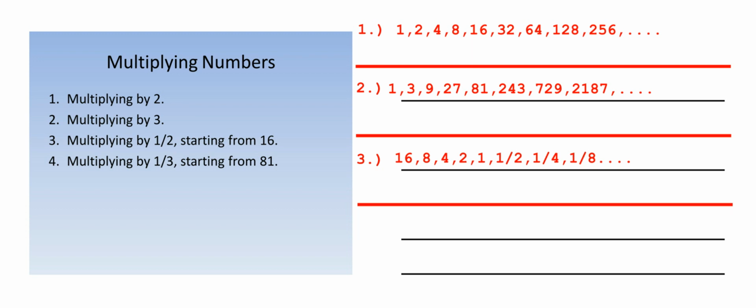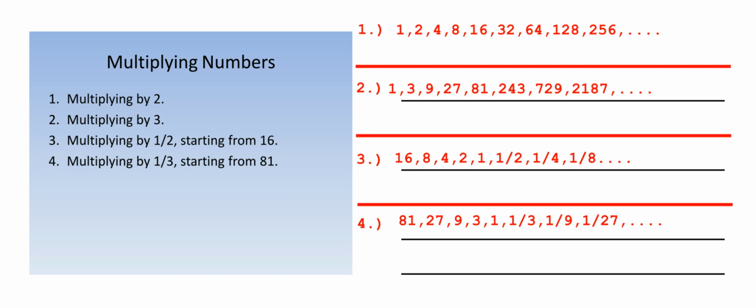Number 4, multiplying by a third, starting from 81. So for number 4, we have 81, multiplying by a third of 81, 27. A third of 27, 9. A third of 9, 3. A third of 3, in other words, 3 divided by 3, right? 1. A third of 1, 1/3, 1/9, 1/27, etc.